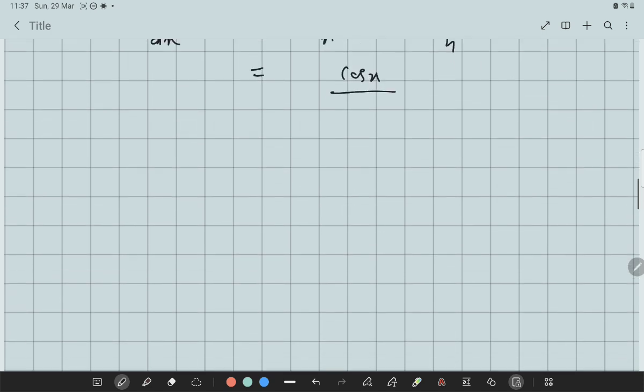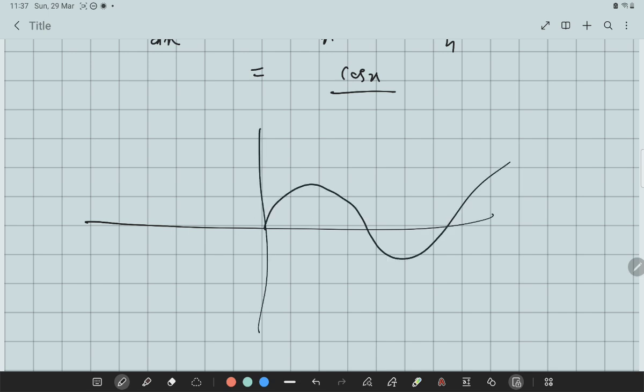But let's see by graphical visual how it actually looks. If I draw the graph of sin x, it could look something like this. Let's come to the interesting part here.